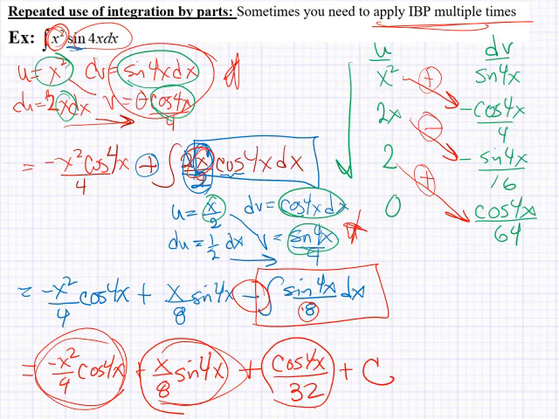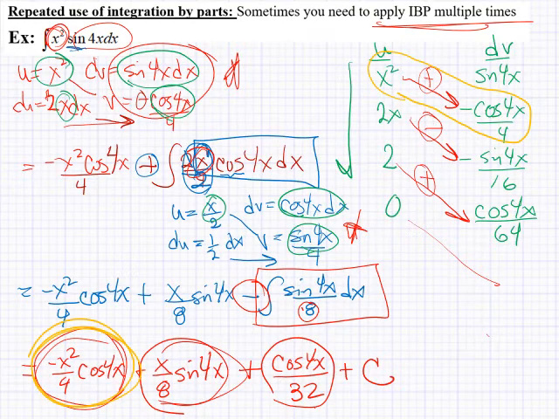Alternating them, plus, minus, etc., until we get to the end. Anything after this is just going to be 0 times 0 times 0 times. And here's our answer. So if you look at the first one, x squared times negative cosine 4x. That's what we have down here.